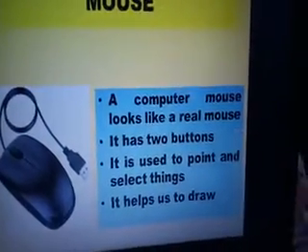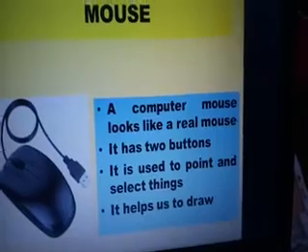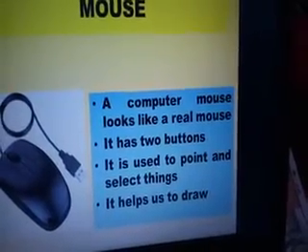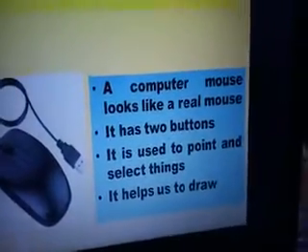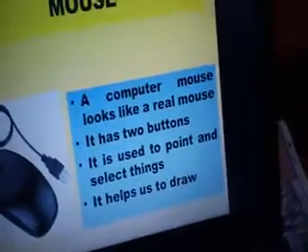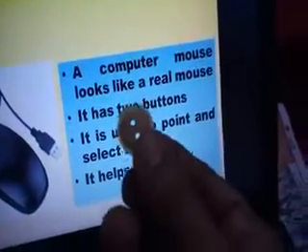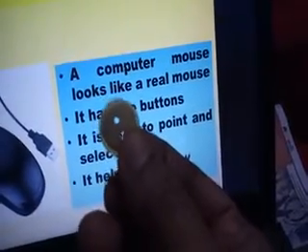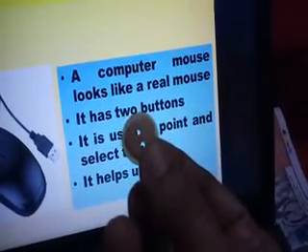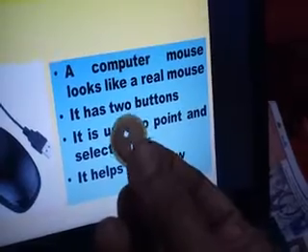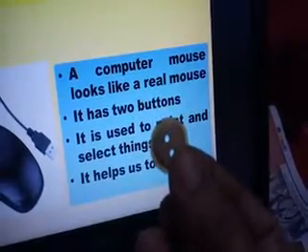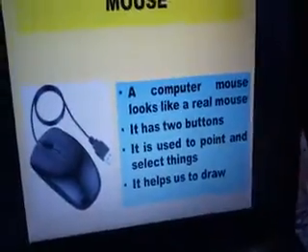It has two buttons. Now what is a button? I will ask, and you will say, sir, this is a button, a shirt button. When it gets torn, you give it to your mom and she sews it. No, but we are not talking about these buttons. We are talking about the mouse buttons.